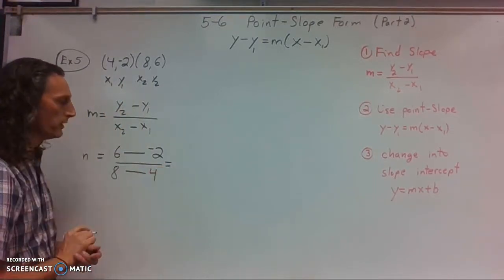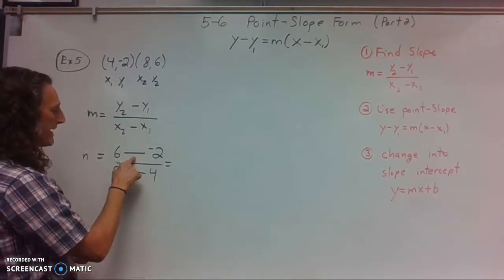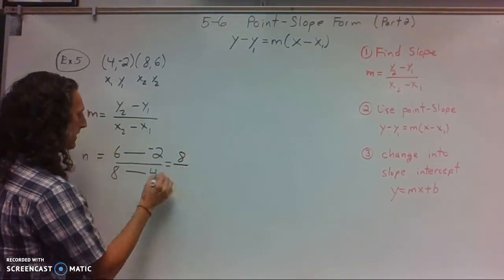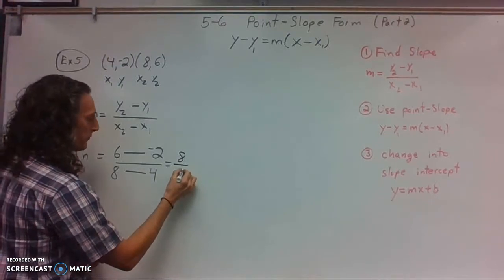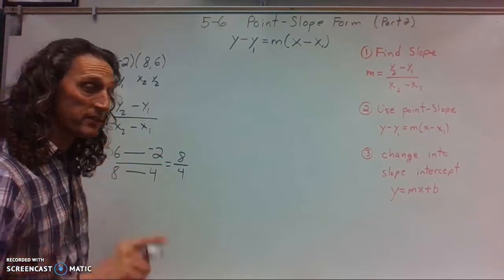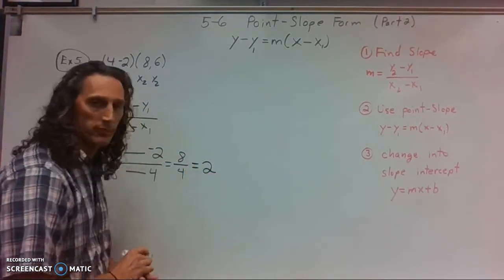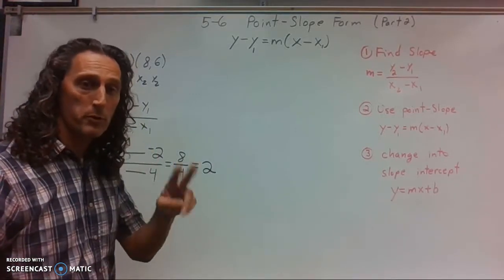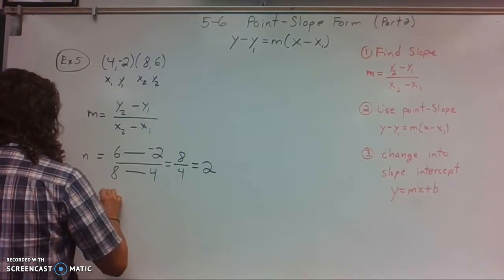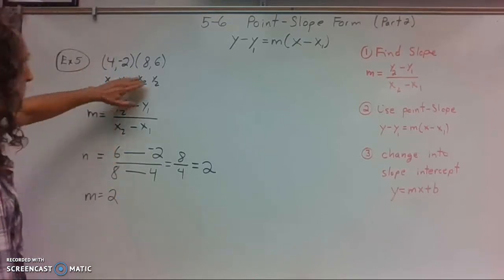Now I'm going to work that out. 6 minus -2 will give me an 8, and 8 minus 4 is 4. At this point, type that into your calculator as a fraction, because this is what it will tell you, that the slope is 2. I know slope is always 2 numbers, like 2 over 1, but I don't need it. So you just found your slope. Slope equals 2. We now have a slope, and we still have 2 points.